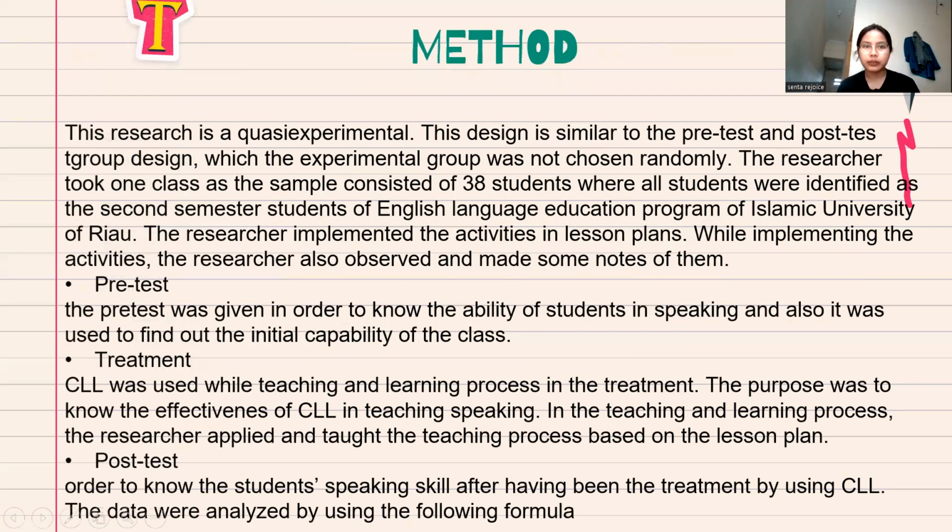Second one is method. This research is quasi-experimental. This design is similar to the pre-test and post-test group design, in which the experimental group was not chosen randomly. The researcher took one class as the sample, consisting of 38 students, all identified as second semester students of the English language education program of Islamic University of Riau.